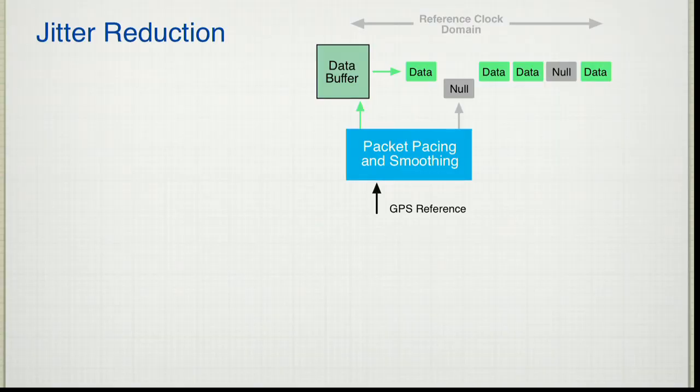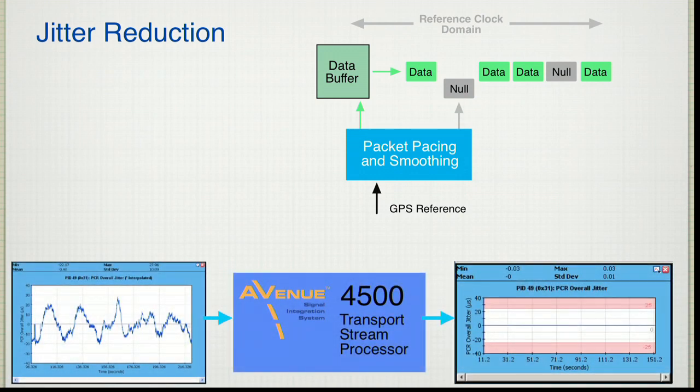If we look at that again, as we recover data out of the data buffer, we're not just going to paste the packets, but we're going to smooth it. And that is going to allow us to take, in this example on the left, you see a 2-minute window of the overall jitter of the PCR coming out of an IP link. It has excursions as high as plus 30 and minus 20 microseconds. The 4500 transport stream processor can smooth those packets and produces an overall jitter on the output essentially at zero.